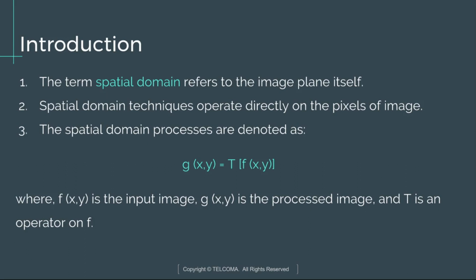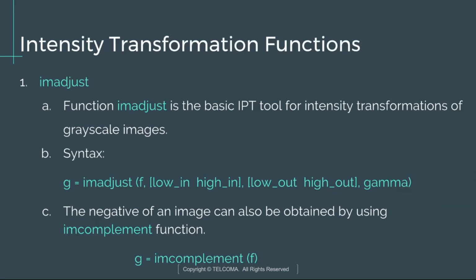The spatial domain processes are denoted by the expression g(x,y) = T[f(x,y)], where f(x,y) is the input image, g(x,y) is the output or processed image, and T is an operator on f defined over a specified neighborhood about point (x,y). Next is intensity transformation functions.